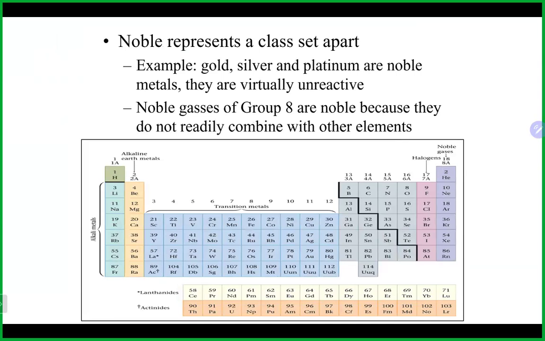Noble, by the way, like noble gases, represents a group set apart. Noble gases are sometimes referred to as being chemically inert, which means they don't react with other things. There are also some noble metals like gold, silver, and platinum. They're kind of unreactive as well. And those are those guys right here in this range there on the periodic table. And again, our noble gases, which are over here.